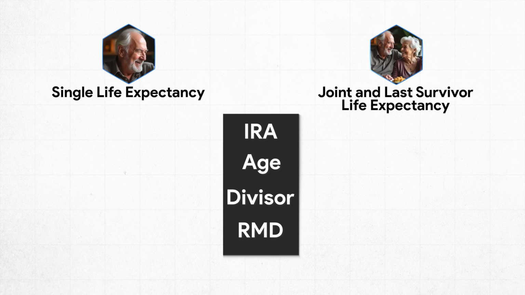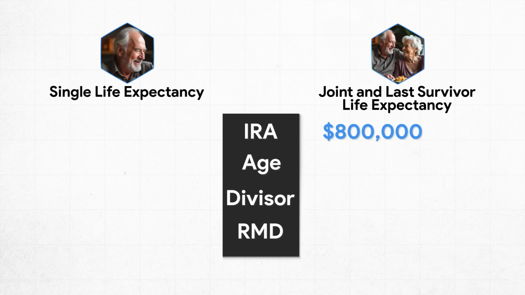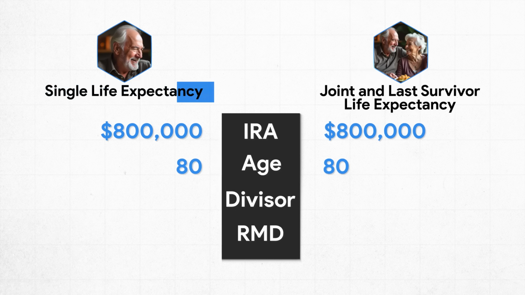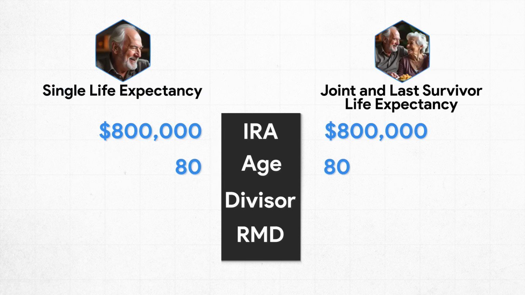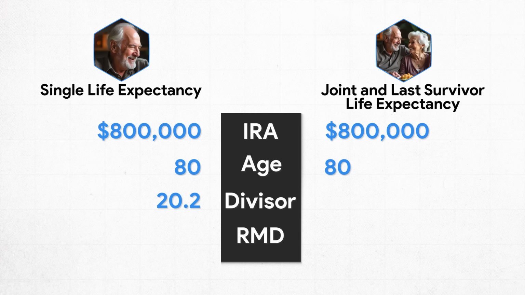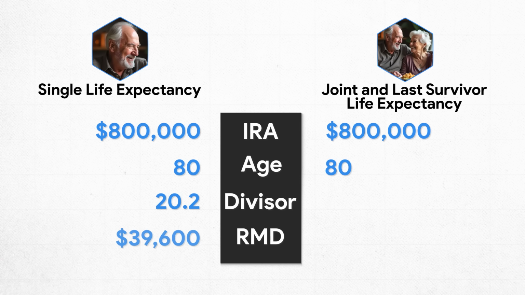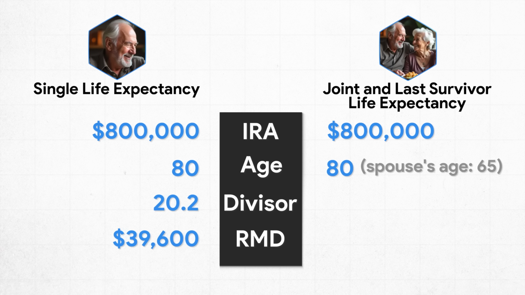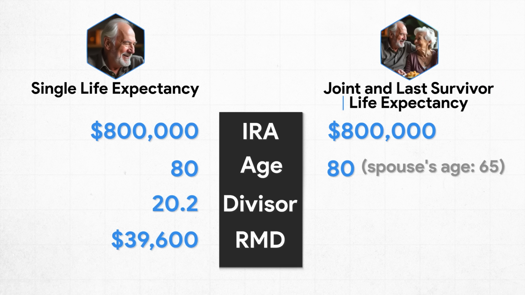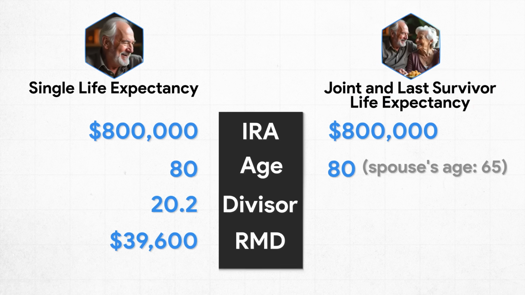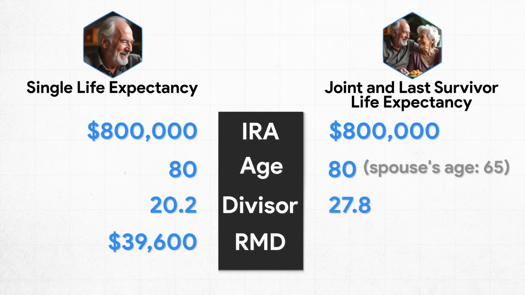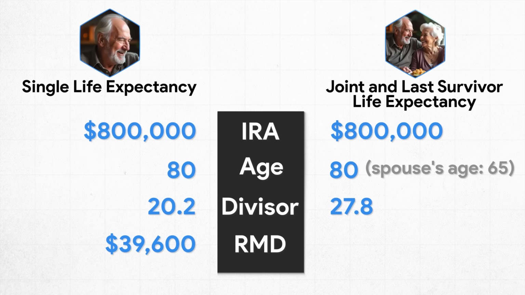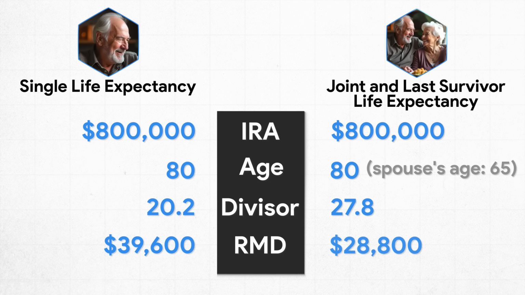Let's put some numbers to this. Imagine you have an $800,000 IRA. At age 80, using the uniform lifetime table, your divisor would be 20.2. That works out to an RMD of roughly $40,000. But if your spouse is 60 years old, so more than 10 years younger, you can use the joint and last survivor table, which gives you a divisor of 27.8. Divide that same account balance by the larger number, and your RMD drops to about $29,000.